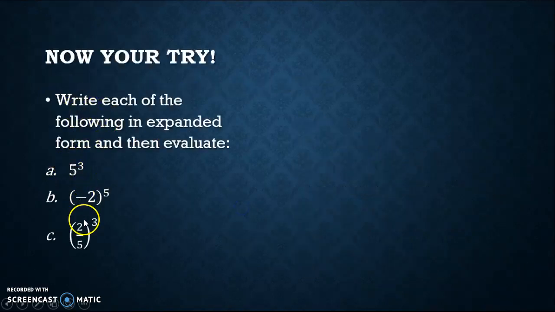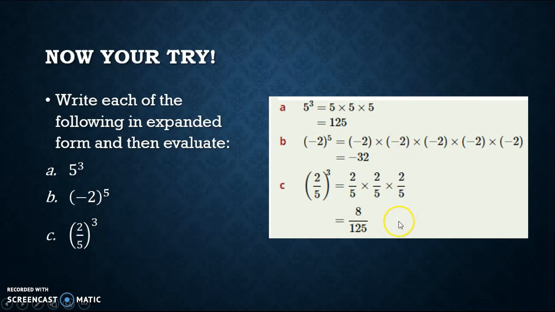If we swap the letters a and b for numbers, it works in similar ways. We just need to be very careful with what the base number is. For example, here, 5 is your base number, so you need to multiply 5 three times. And here, your base number is -2, so every time you multiply, you multiply -2, 5 times. Here, in c, your base number is a fraction, that's 2 on 5. So when you expand it, you multiply 2 on 5 three times. And therefore, they expand in that way.